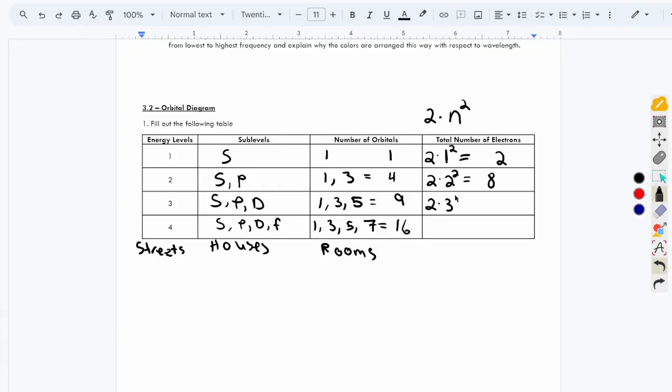In the third energy level, now don't forget, this is 3 squared, not 3 times 2. So 3 squared is 9. 9 times 2 is 18. 18 total electrons. And then the last one, 2 times 4 squared. Where am I getting these numbers from? 1, 2, 3, 4. It's the energy levels. That's what n is, the energy level. All right, 4 squared is 16. 2 times 16 is 32 total electrons. All right, cool.